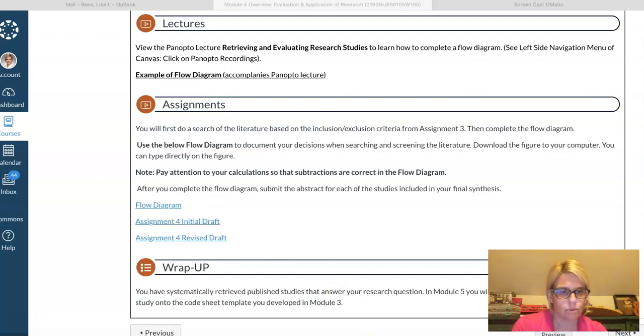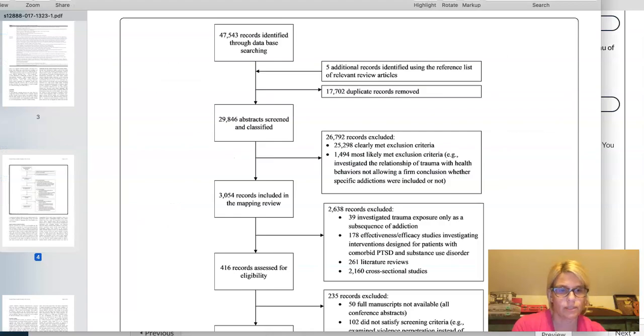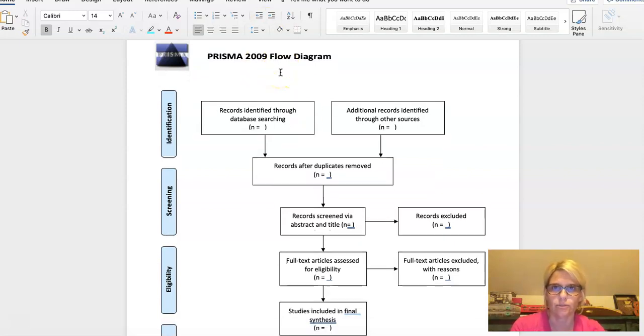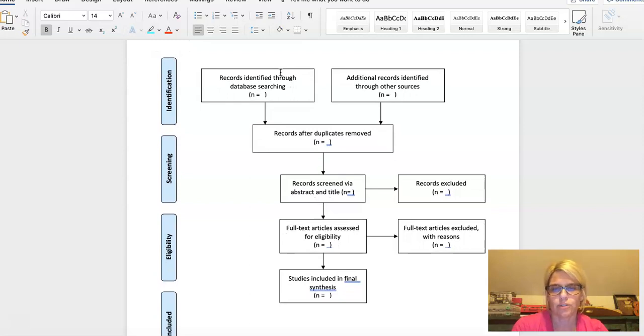So let me pull an example of one that was provided to you so you can see it. Not that one, this one. So this is the one that's in Canvas as a template. And so this one is very commonly used. It's the Prisma 2009 flow diagram. I always use this one. I start with this one on mine when I do mine.